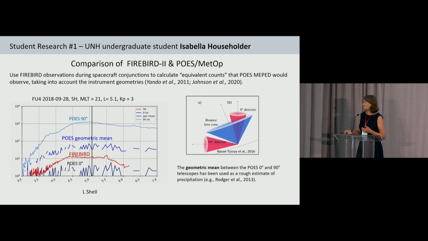So this figure shows the equivalent counts that POES should see based on the FIREBIRD data and compares it to what POES actually does see with the MEPED 0-degree telescope and the 90-degree telescope. Once again, the 0-degree telescope at these higher latitudes is likely within the loss cone, but not capturing everything, and so therefore probably under-predicting. And the 90-degree telescope is measuring the much higher trapped electrons. So we're taking for now the geometric mean of the two, which is a very rough estimate of what might be precipitating in the atmosphere.